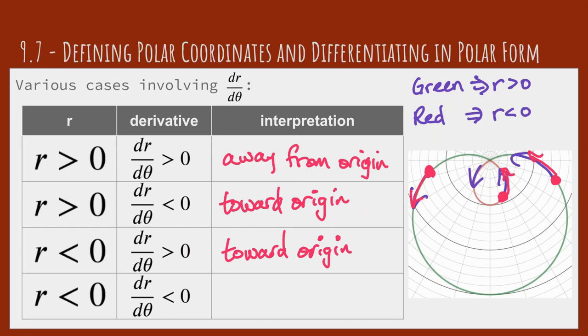And then the last example, you could probably guess what it is, but let's talk through it here. If r is negative and dr d theta is also negative, then this means that r is decreasing. So if r is negative and decreasing, then the absolute value of r is actually getting bigger. So if it's negative and decreasing, it's becoming a bigger negative number, so it's moving away from the origin.